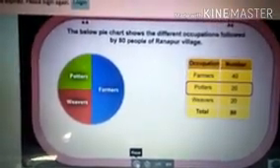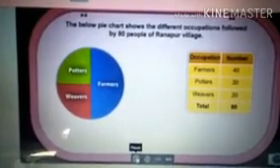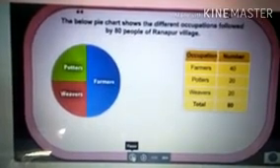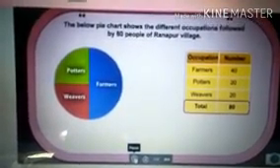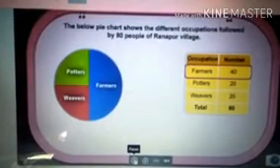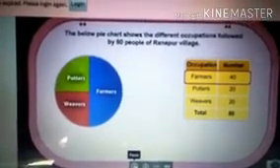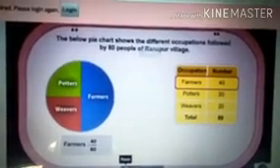This pie chart shows the different occupations followed by 80 people of Ranapur village. Look, the table shows the number of people who are farmers, potters or weavers. Let's understand how the pie chart is drawn. In a total of 80 people, there are 40 farmers. So the number of farmers can be given as a fraction, 40 by 80.